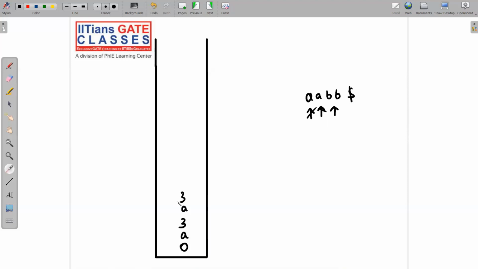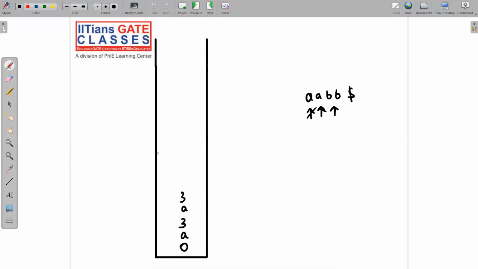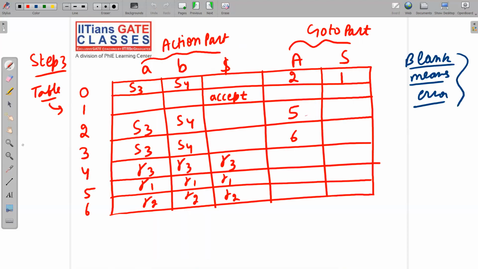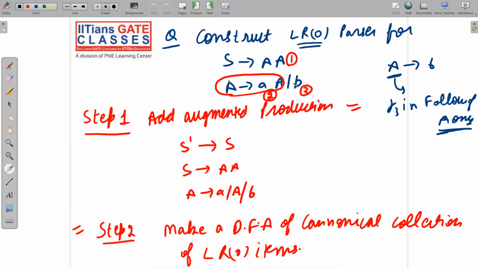Now 3 on B. See here. 3 on small b means S4. S4 means B will be pushed onto the stack and state number 4 will be pushed onto the stack. Now look ahead will move one symbol to the right. Now see carefully. On 4, we have written this R3. So what we are doing, see here carefully. This is a handle. Small b is a handle. Why is this a handle? See, this is RHS of production.